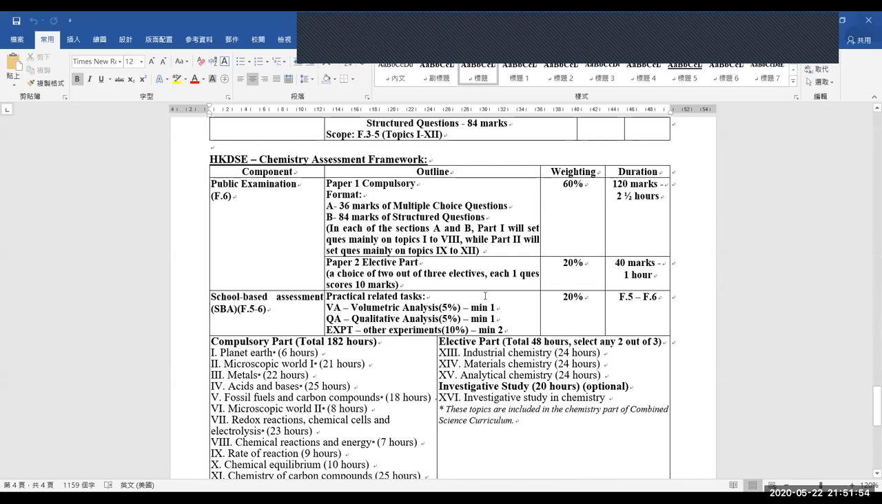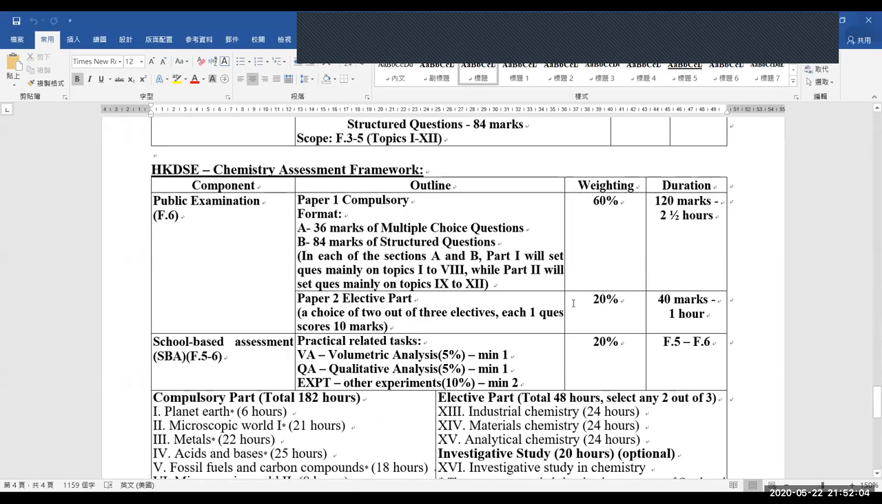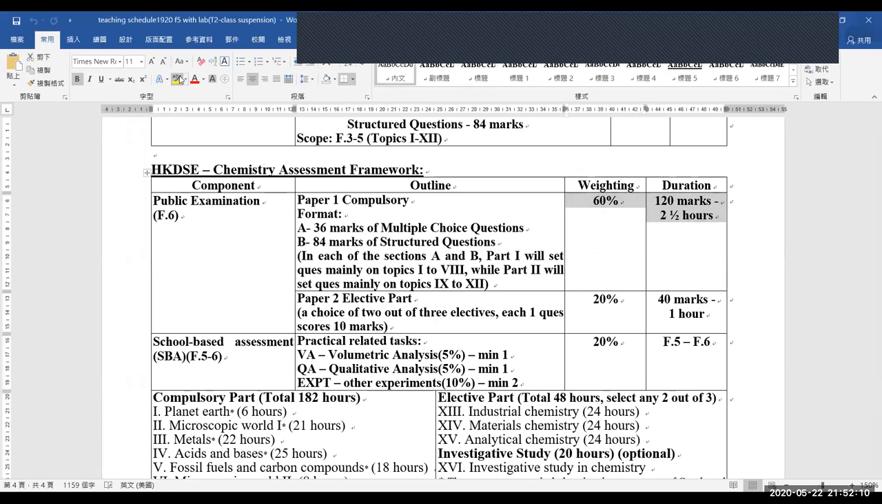So in the public exam, SBA comprises about 20% of your DSE assessment. As I said before, we have just covered those 60%. Altogether the marks is 120, and you are going to finish within 2.5 hours, so it is a written paper. Besides that paper one, which is the compulsory part, we have an elective part. You are going to do 2 out of 3 electives, and each question scores 20 marks. So altogether we have 40 marks to be finished in 1 hour, 20%.